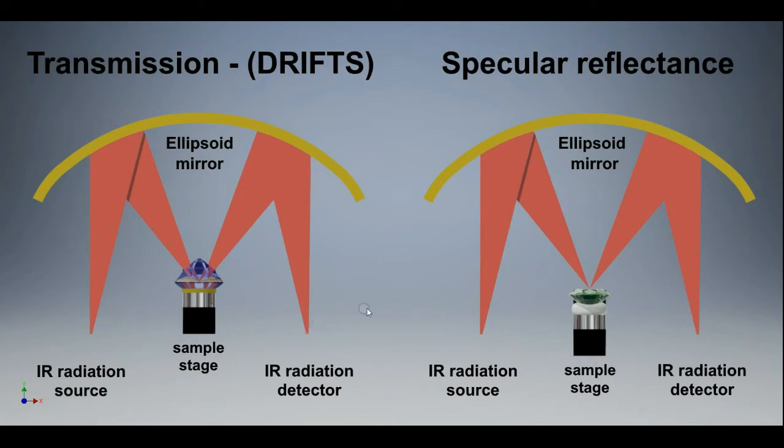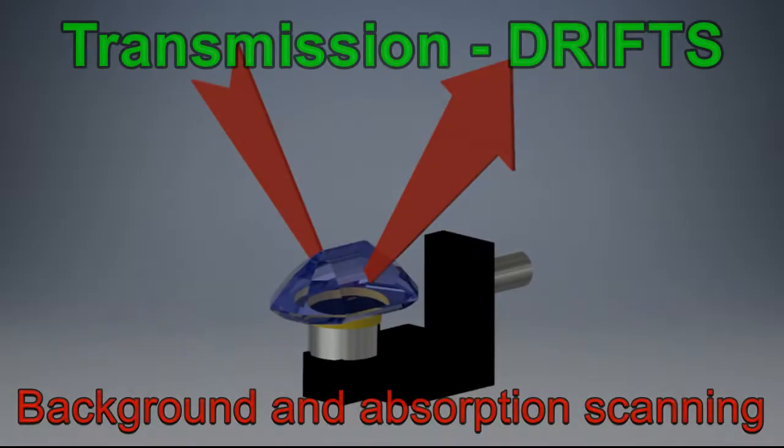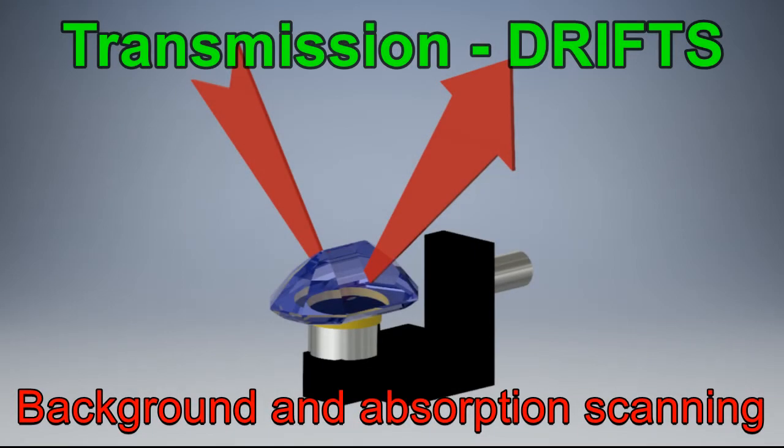On the right side, the specular reflectance mode. We can see the beam following the same path, but this time the stage is lower to allow the ray to be reflected by the surface of the stone. Generally, this technique is used for opaque stones only. We will explain this method in detail in video number 5. Let's see how to perform the background and absorption scanning by using the transmission method.